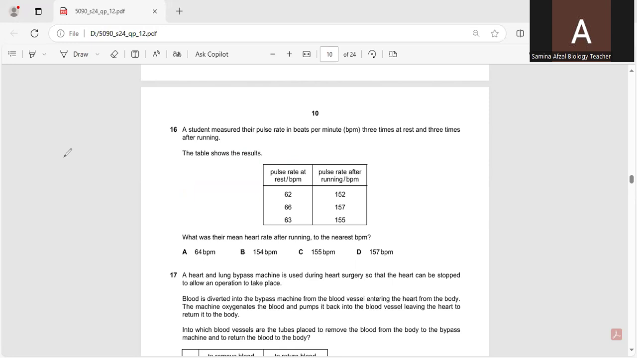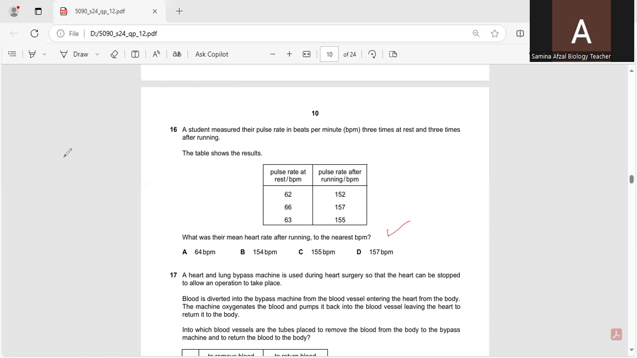So the table shows the results. Pulse rate at rest 62, 66, and 63, and pulse rate after running 152, 157, 155. What was their mean heart beat rate after running to the nearest BPM? Here you can see that option A is 64, B is 154, and we have to take the mean of all these.